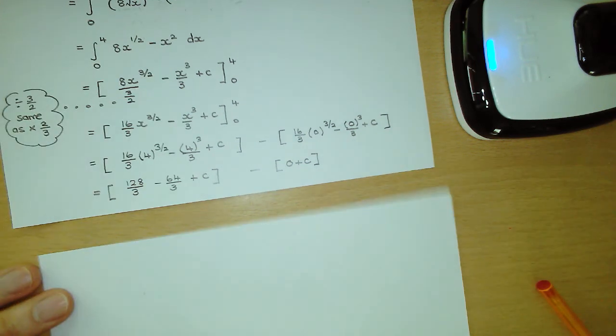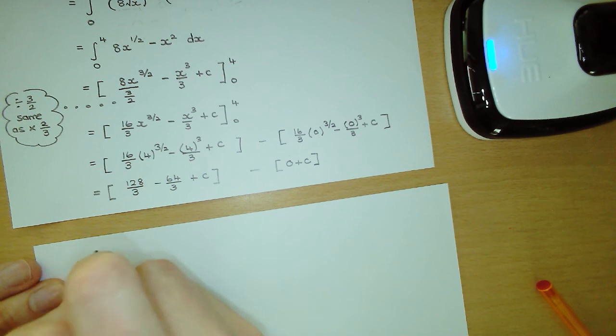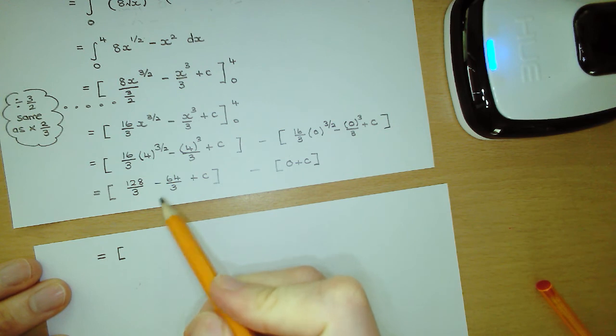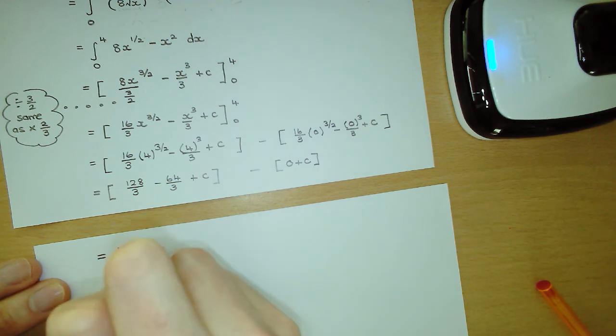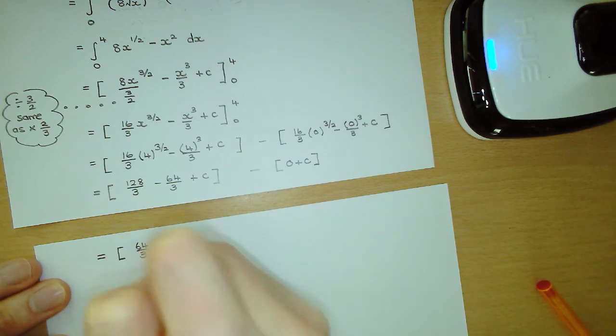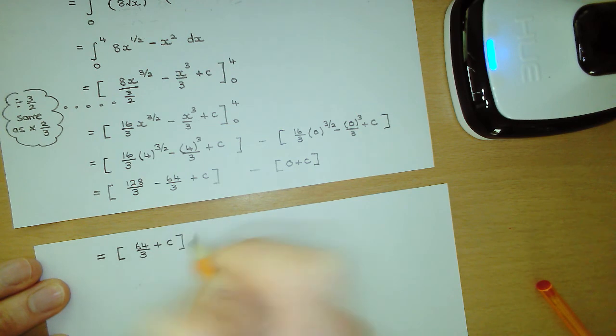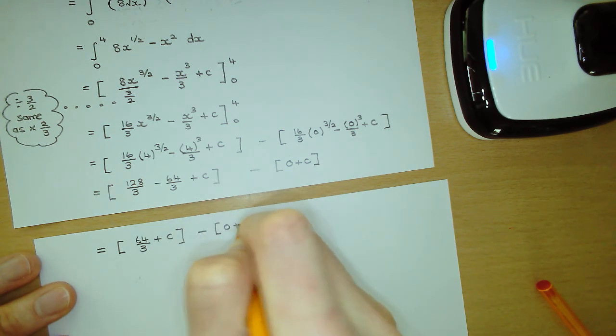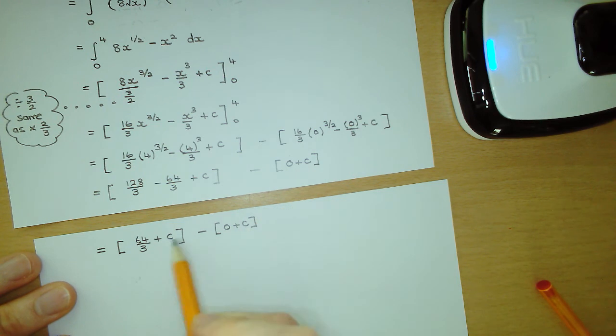Okay, so we've got equals, and then our first square bracket is 128 over 3 minus 64 over 3 is going to leave us with 64 over 3 plus c, and then we are subtracting 0 plus c. And again, the constants always wipe out at the subtraction stage here, and we're just left with 64 over 3 minus nothing is just going to give us 64 over 3.